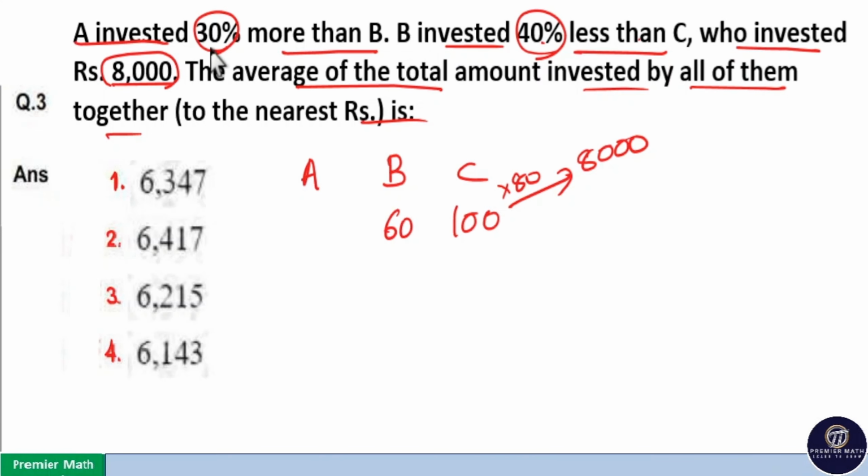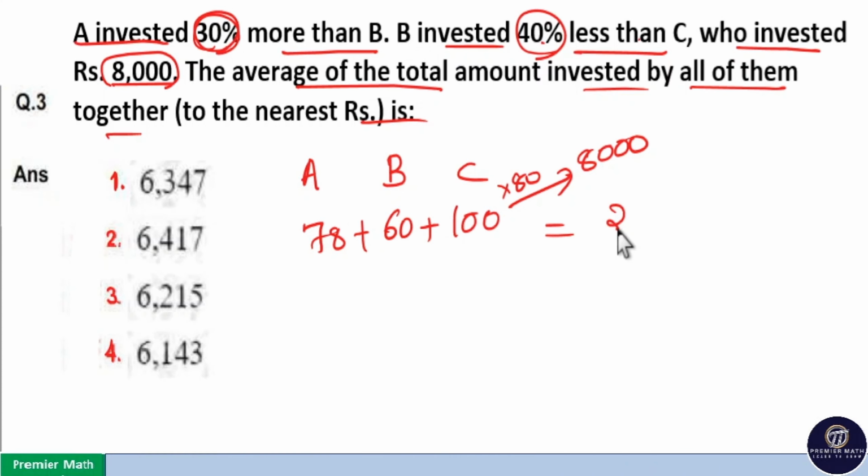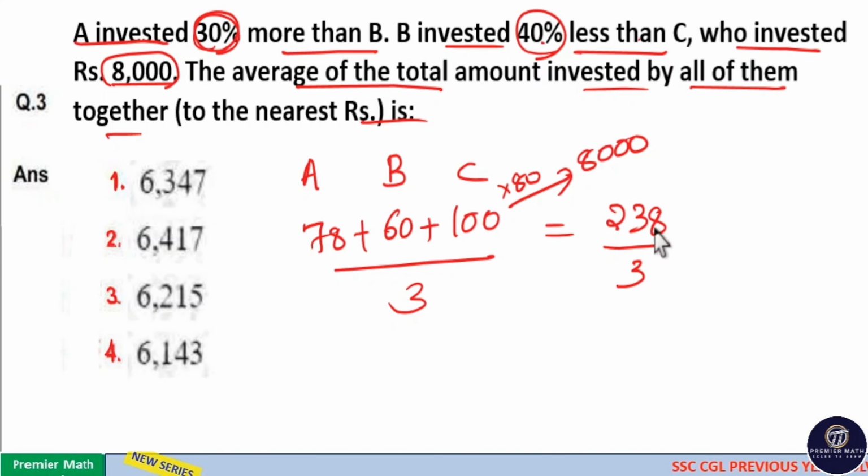Now A invested 30% more than B. 10% of 60 is 6, so 30% is 6 into 3, 18. So 60 plus 18 is 78. Now for the average, 78 plus 60 is 138. 138 plus 100 is equal to 238. 238 divided by 3, as there are 3 people. Now this is 238 parts.